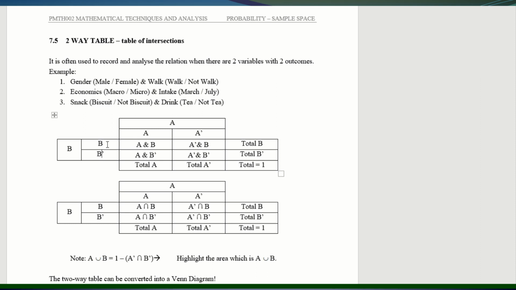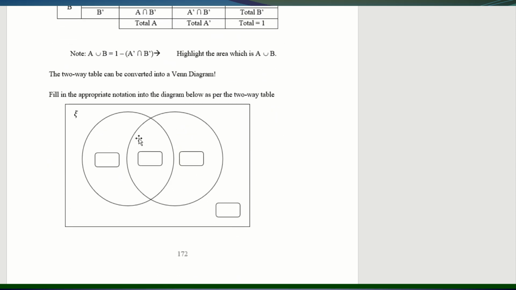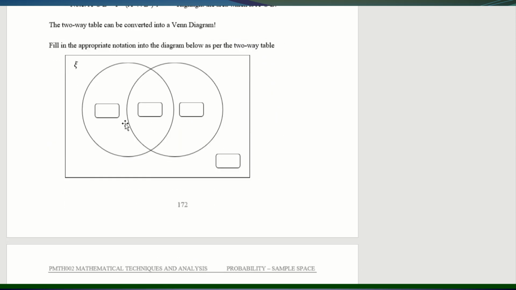Then what's here? A and B. What's here? A and B prime. Here is A prime and B, A prime and B prime. So this will be the total. This part is always the total. Total of A prime should total to 1. Total of B prime should total to 1. So I tell you what, this is similar to the Venn diagram question. So fill it up accordingly.